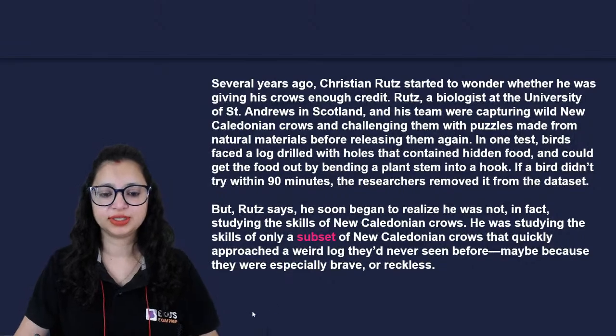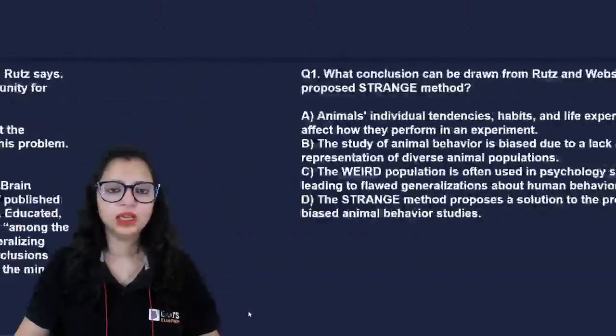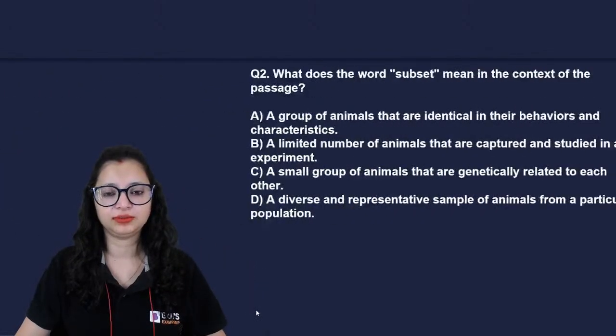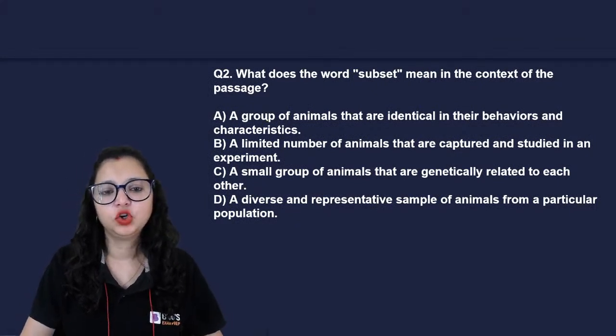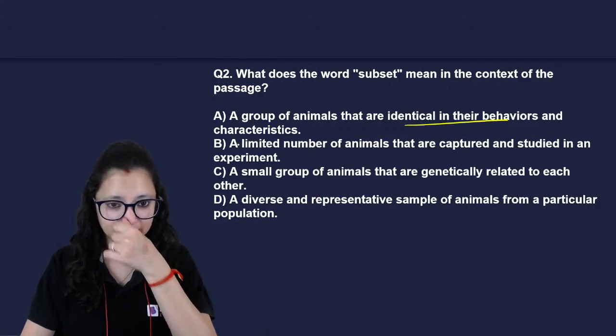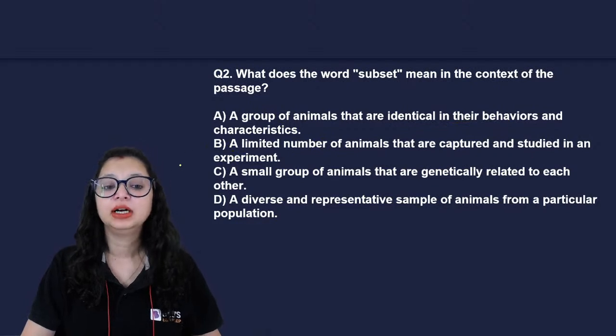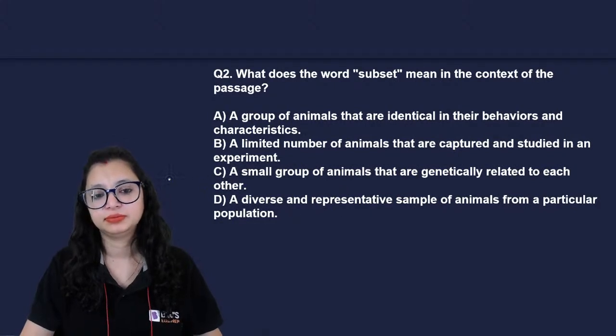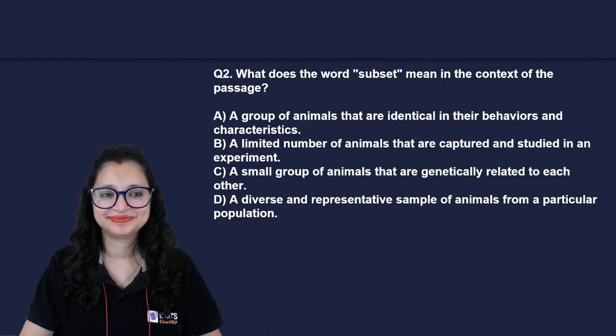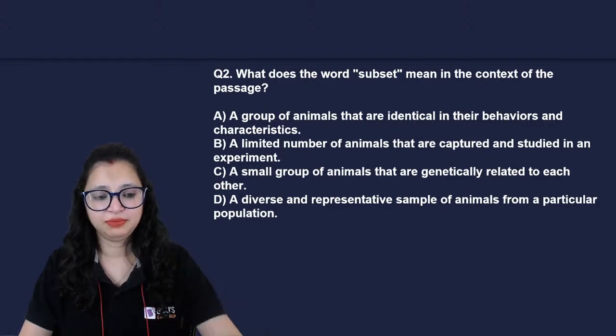Okay, now let's come to the options, everyone. If you've done syllogisms, आपको subset वैसे भी पता होना चाहिए क्या होता है. यहाँ आंसर क्या होगा? A group of animals that are identical in their behaviors and characteristics, a limited number of animals that are captured and studied in an experiment, a small group of animals that are genetically related to each other, or a diverse and representative sample. D. Okay, let me explain what a subset is.